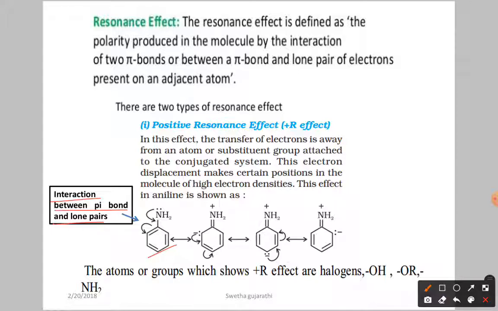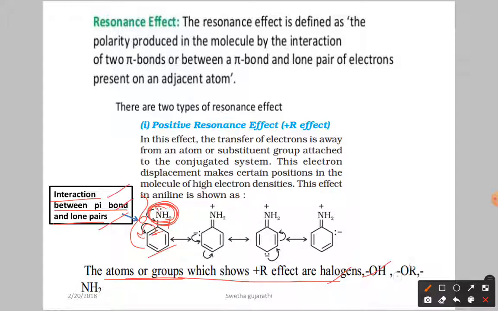While shifting the electron, what you are doing? You are just going to shift the lone pair of electrons and the pi bond. Now in this example, we have seen the interaction between the pi bond and the lone pair. Now this is an example for the plus R effect. And if you want other examples for another group, here you have the NH2.